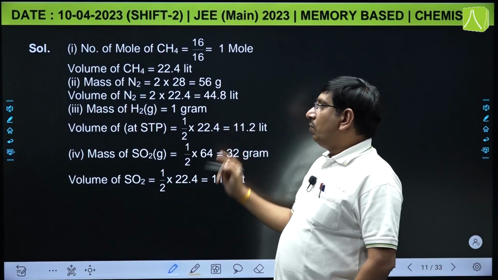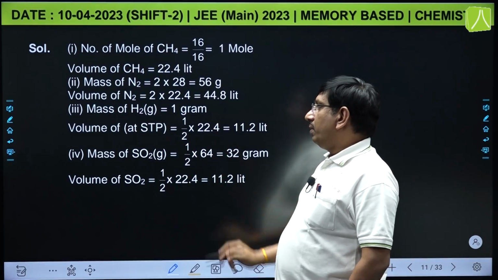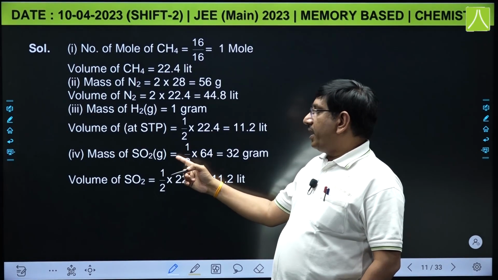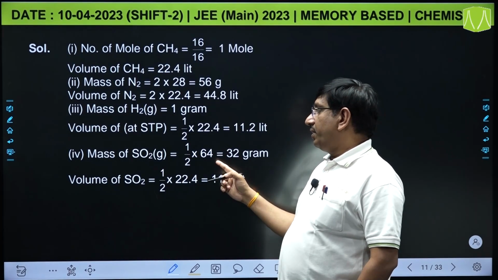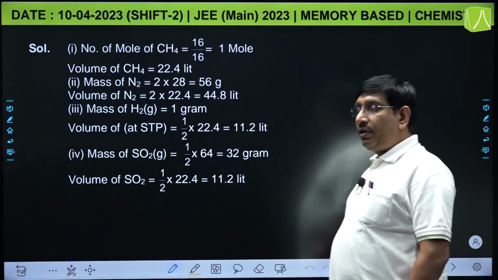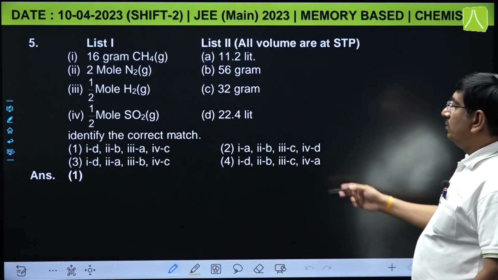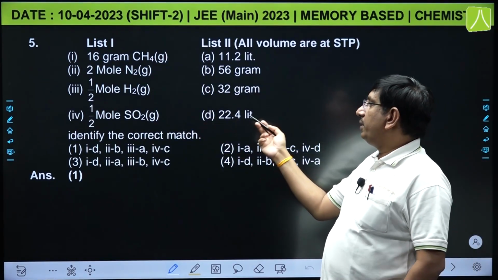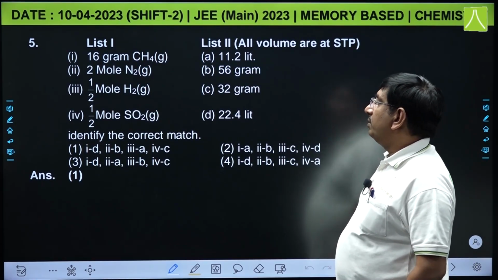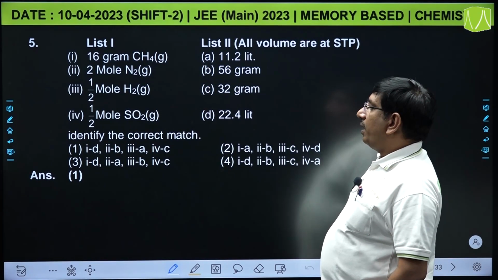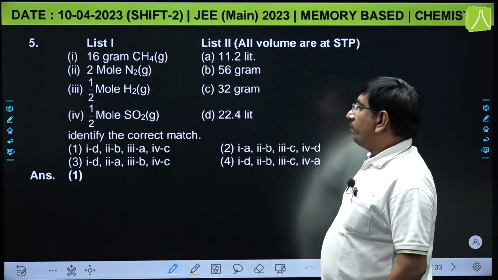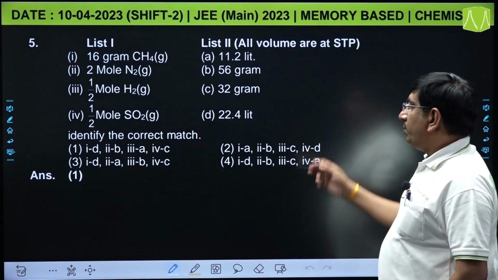Mass of hydrogen 1 gram and volume of hydrogen at STP is 11.2 liter. Mass of sulfur dioxide is half mole, sulfur dioxide is half into 64, that is 32 gram, volume of SO2 is 11.2 liter. On matching, you will get the first one is having 22.4 liter, the second one 2 moles of nitrogen is having 56 gram, and third one half mole of hydrogen has 11.2 liter and half mole of SO2 32 gram.